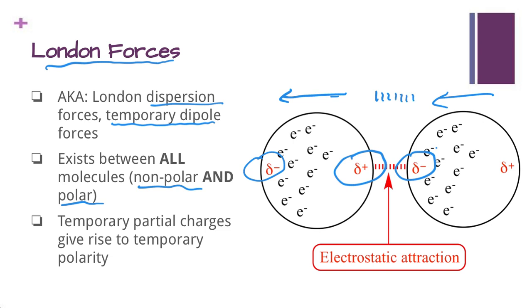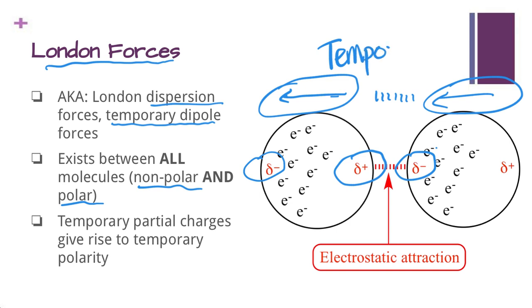Now, the big difference here from dipole-dipole forces is that these dipoles are temporary. They do not last very long, and they come on and off depending on how close these molecules are together and which way the electrons are shifting. So they exist in both nonpolar and polar molecules.